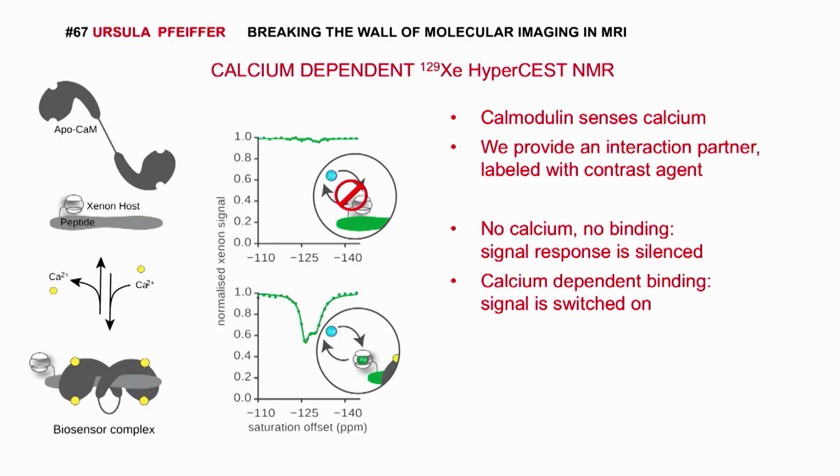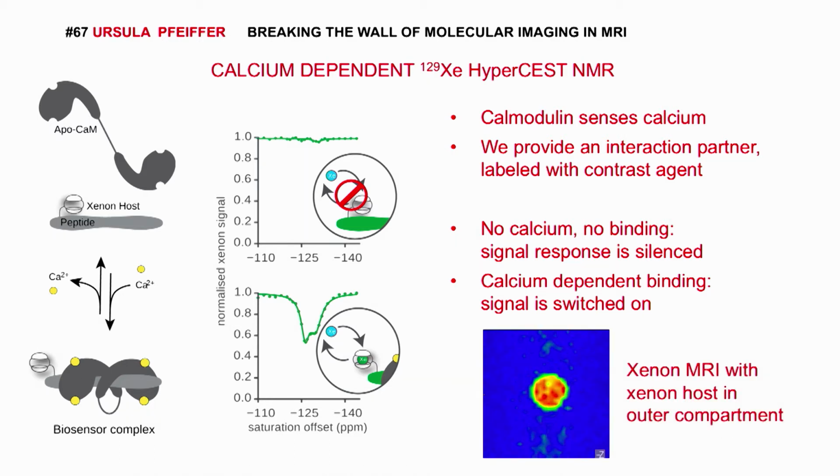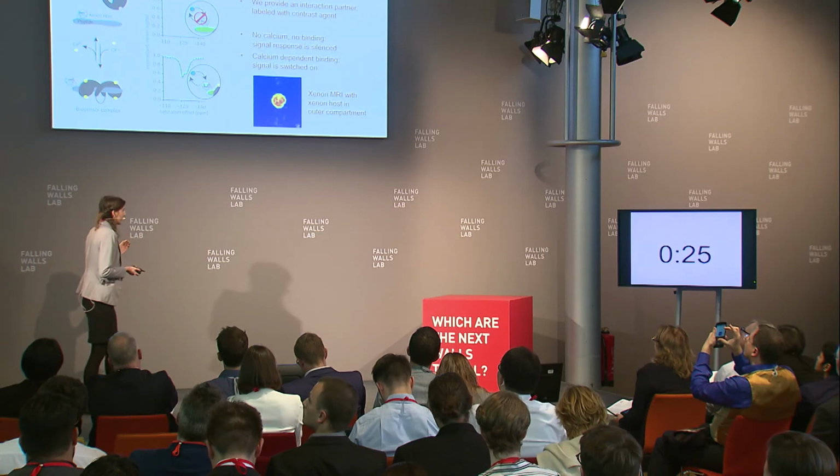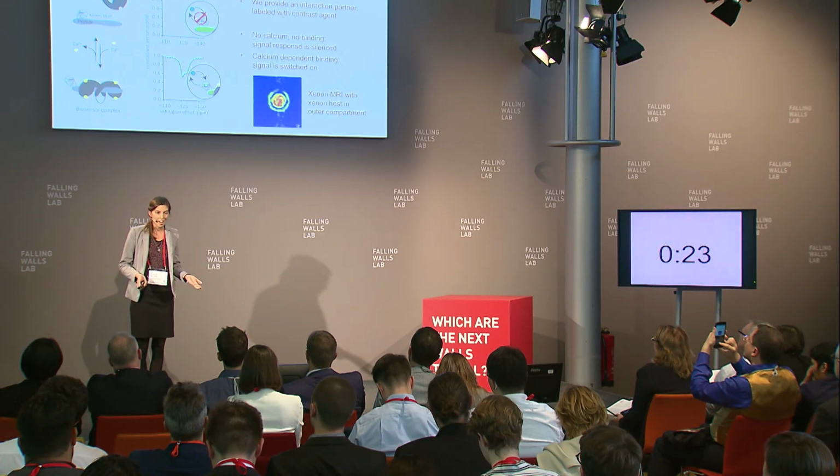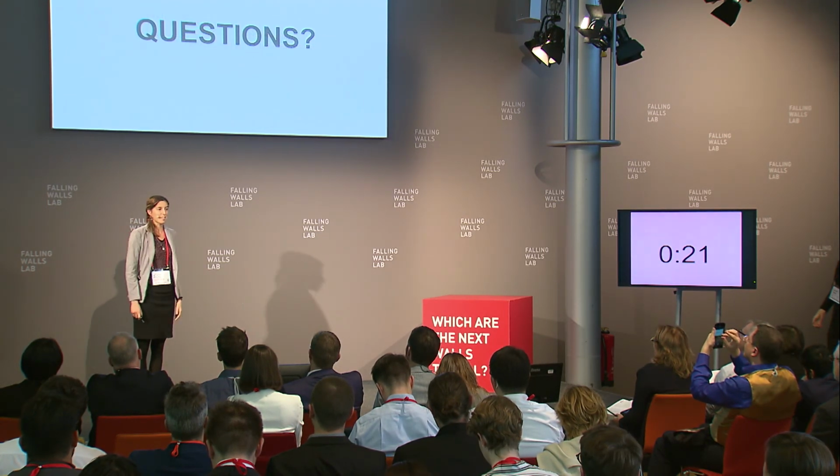And just to give you an idea of how this would look in an image, because you see spectra here, you have a two-compartment glass vial here with water on the inside and a xenon exchange agent on the outside, which lights up as a result of this negative contrast. And if you do not know what to ask me, please ask me what xenon hyperCEST is.